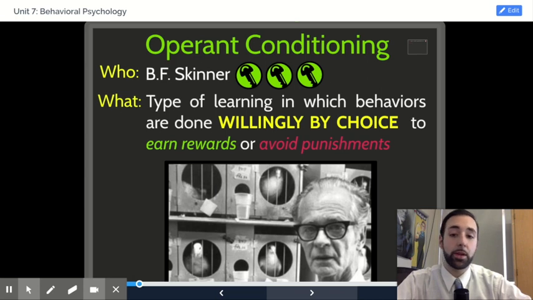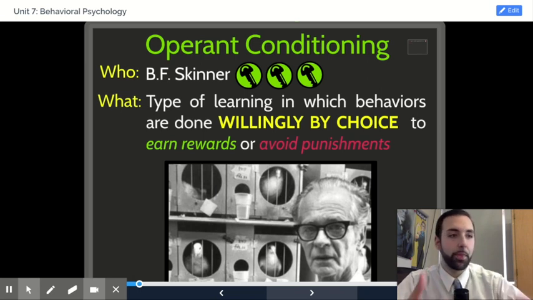This might do a much better job explaining how you, for example, teach a dog a trick. If you have taught dog tricks before, perhaps sitting or rolling over or giving you their paw, you've probably done so by rewarding them with a treat. Well, those animals are willingly by choice carrying out those tricks, sitting, rolling over, giving you their paw, in order to earn a reward. They underwent operant conditioning.